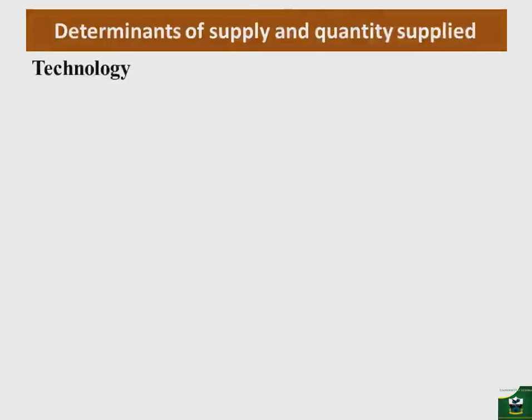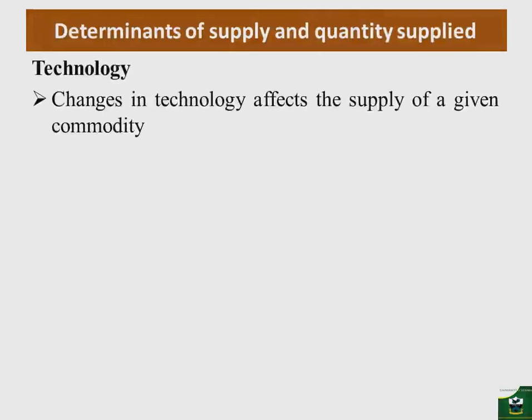Okay, so the other factor or determinant is technology. Changes in technology affect the supply of a given commodity. If there is an improvement in technology, we expect that firms will supply more on the market, because they will be able to produce commodities in an efficient way. And with that, any deterioration in technology will lead to a reduction in quantity supplied.